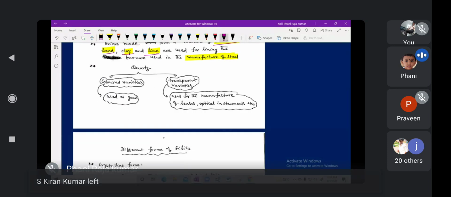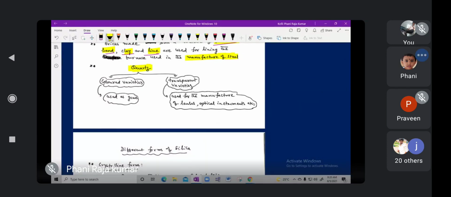And we have another application of SiO2. One variety of SiO2 is called quartz. It is one of the important allotropic, crystalline forms of SiO2. We have colored varieties and transparent varieties. Colored varieties are used as gems in jewelry, and the transparent variety is used for the manufacturing of lenses, optical instruments, etc. Mainly colored quartz we are using in jewelry in the form of different types of gems.